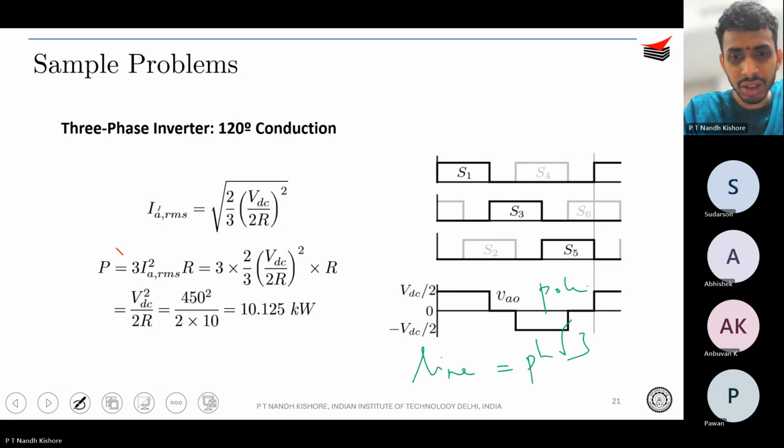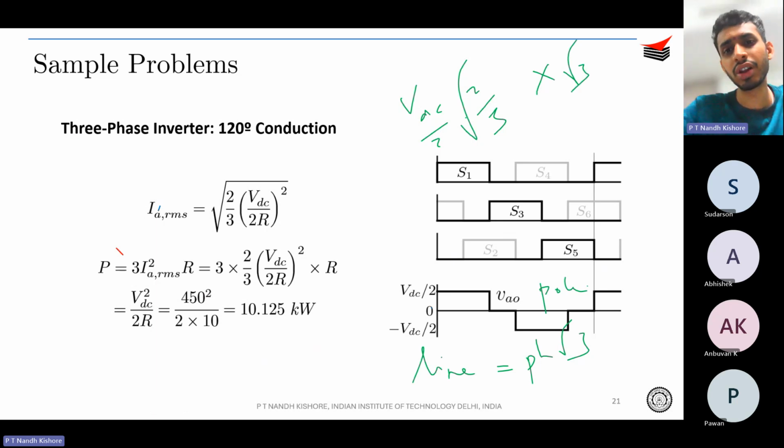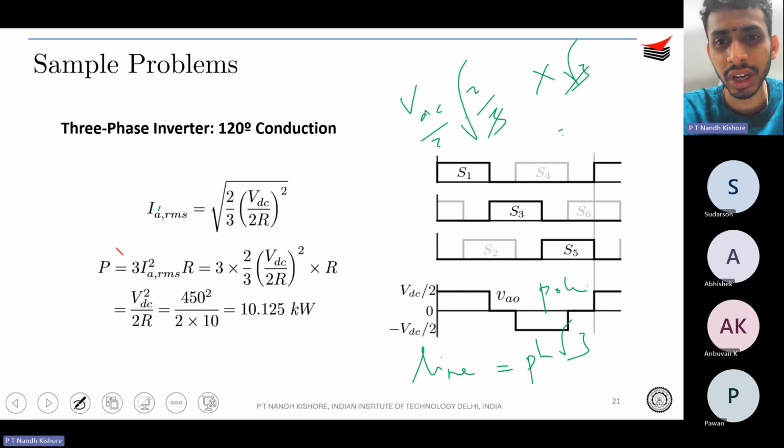So it's going to be VDC by 2 into root over 2 by 3, which is your phase voltage RMS. Into root 3 you multiply, you will get your line. What will it be? The 3 and 3 are going to get cancelled, so root 2 by 2, right?